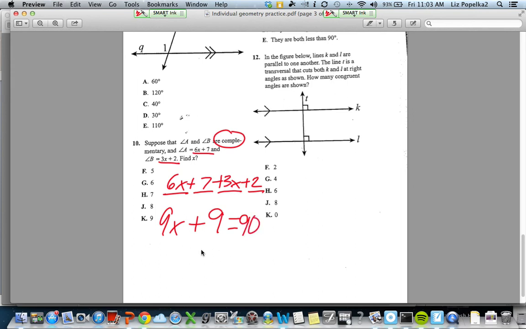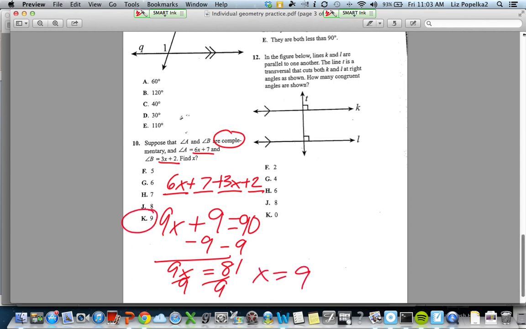Now I've just got a two-step equation that I need to solve for. So I'm going to get rid of this 9 by subtracting 9 from both sides. 9x is equal to 81. Then I'm going to get rid of this multiplication by dividing. X is equal to 9. So I know that my answer has to be K.